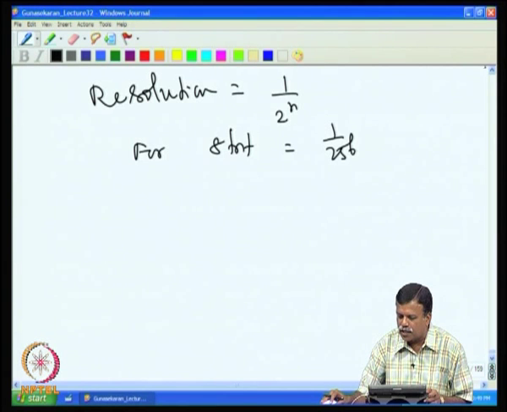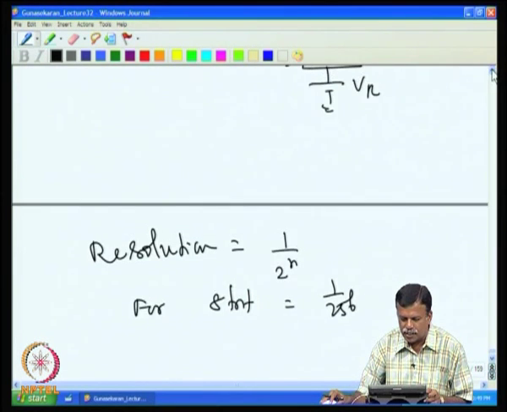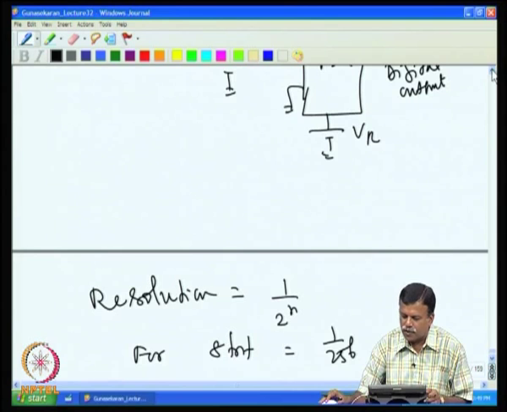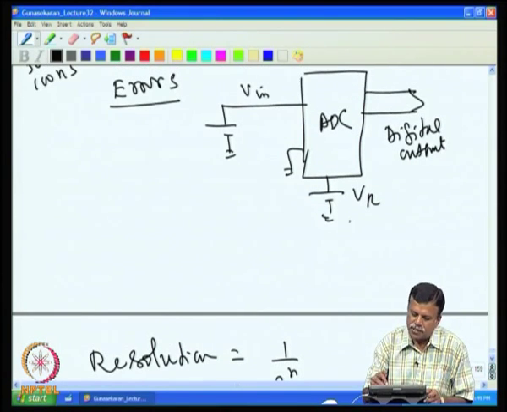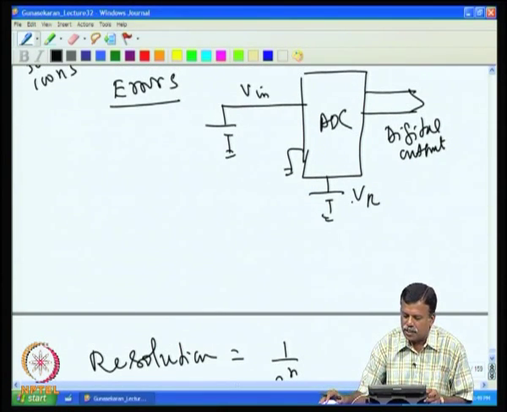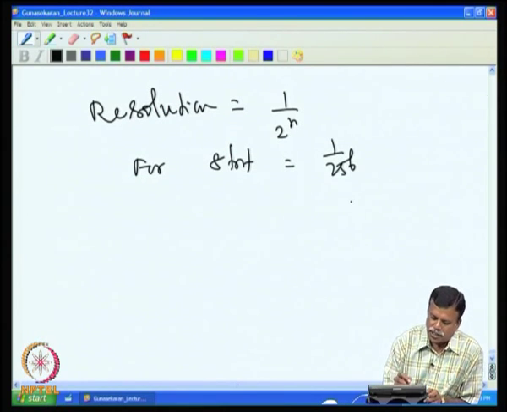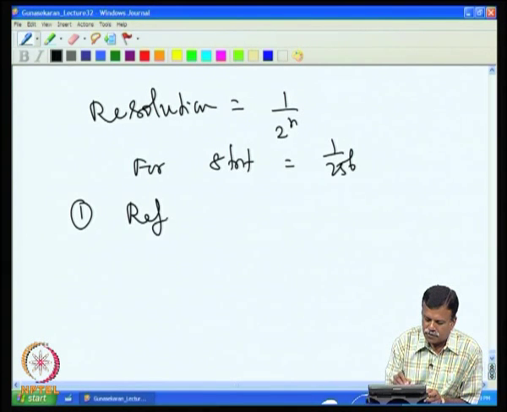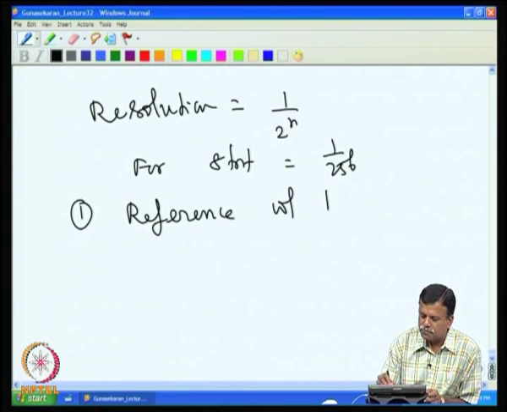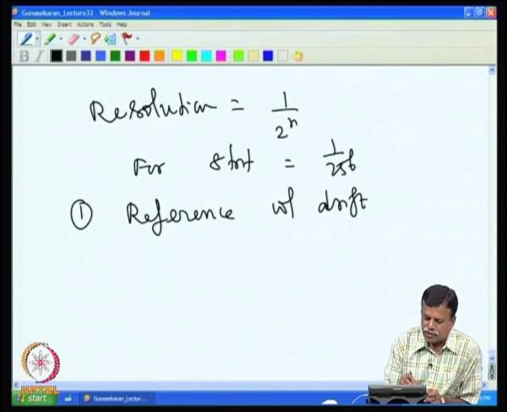One main problem with A to D converter error is that you have a reference voltage drift. We are using a reference voltage, and the reference voltage is the main input based on which all conversions are done. So, that drift creates an error in the output. So, the errors will be, one is reference voltage drift, this directly affects the output. Then the second one is offset voltage drift.